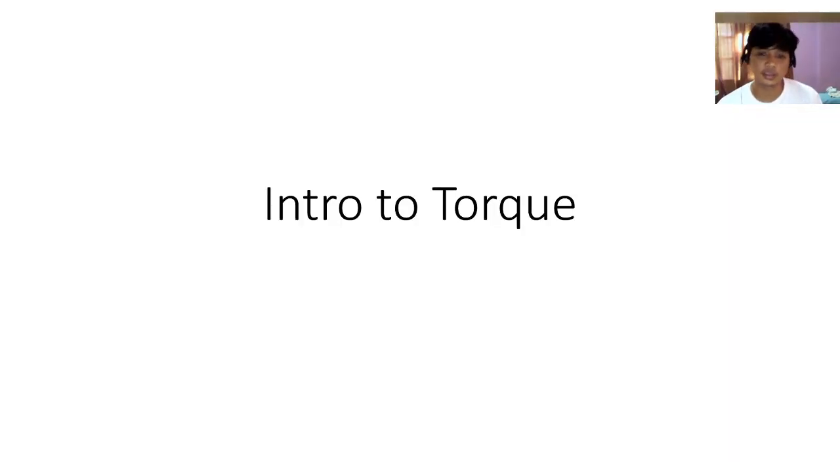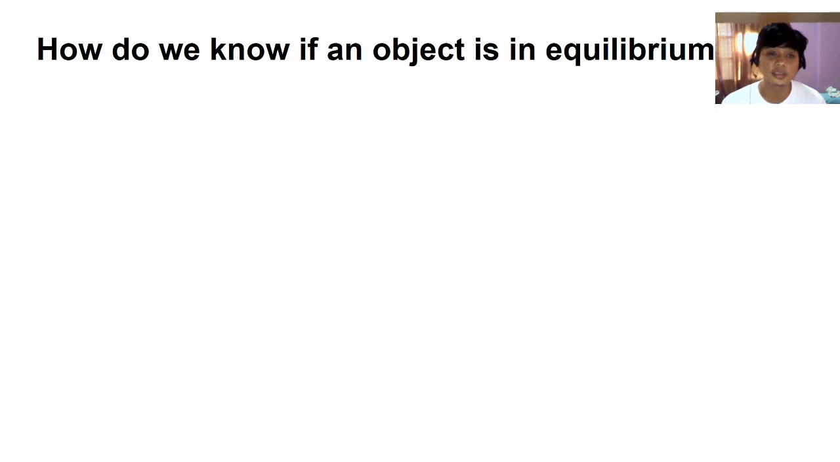Introduction to torque. I will introduce torque first by talking about equilibrium. How do we know if an object is in equilibrium? When talking about equilibrium, the first thing that comes to my mind is balance. So, when an object is balanced with another object, you put both objects on a scale, then the scale will stop moving.